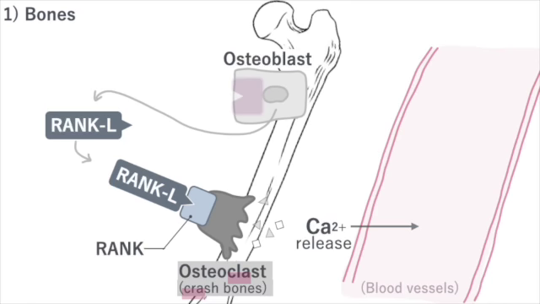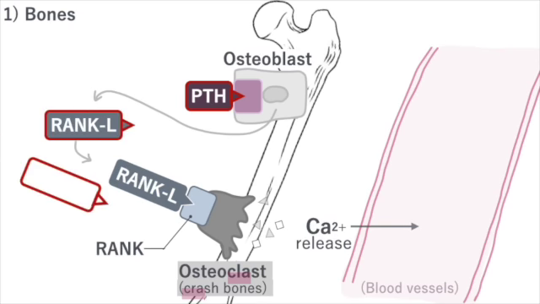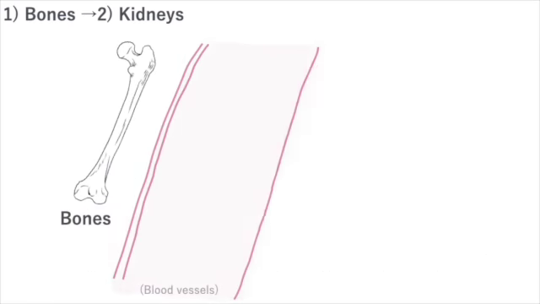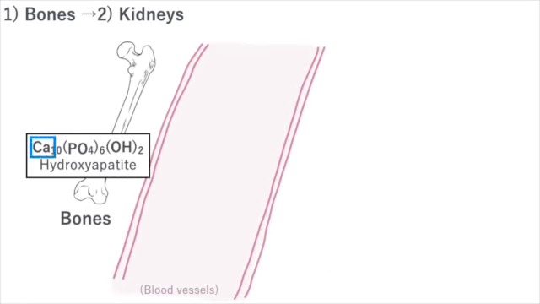By what means? PTH binds to receptors on osteoblasts, leading to the production of RANK ligand. Remembering this sequence may help you understand it better. PTH, RANK ligand, RANK, crash bones. Now, since bones store calcium in the form of hydroxyapatite, phosphorus also naturally increases in the bloodstream.